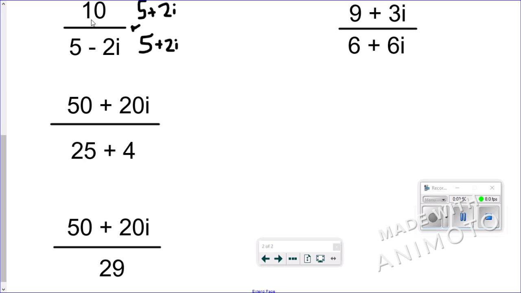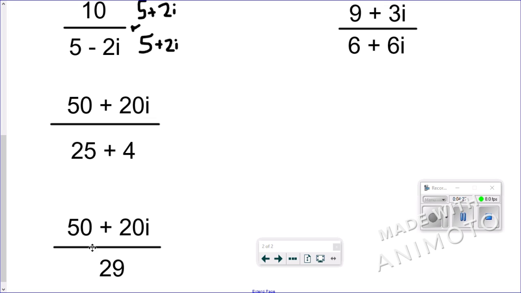So doing that, distribute the 10 up here. 10 times 5 is 50. 10 times 2i is 20i. Here, FOIL, 5 times 5 is 25. 5 times positive 2i is 10i. Negative 2i times 5 is negative 10i. Positive 10i, negative 10i cancel. And then we have negative 2i times positive 2i. Well, that's negative 4i squared, which goes to positive 4. Okay, so this is how I have 50 plus 20i divided by 25 plus 4. The 10i's cancel, and negative 4i squared goes to positive 4.